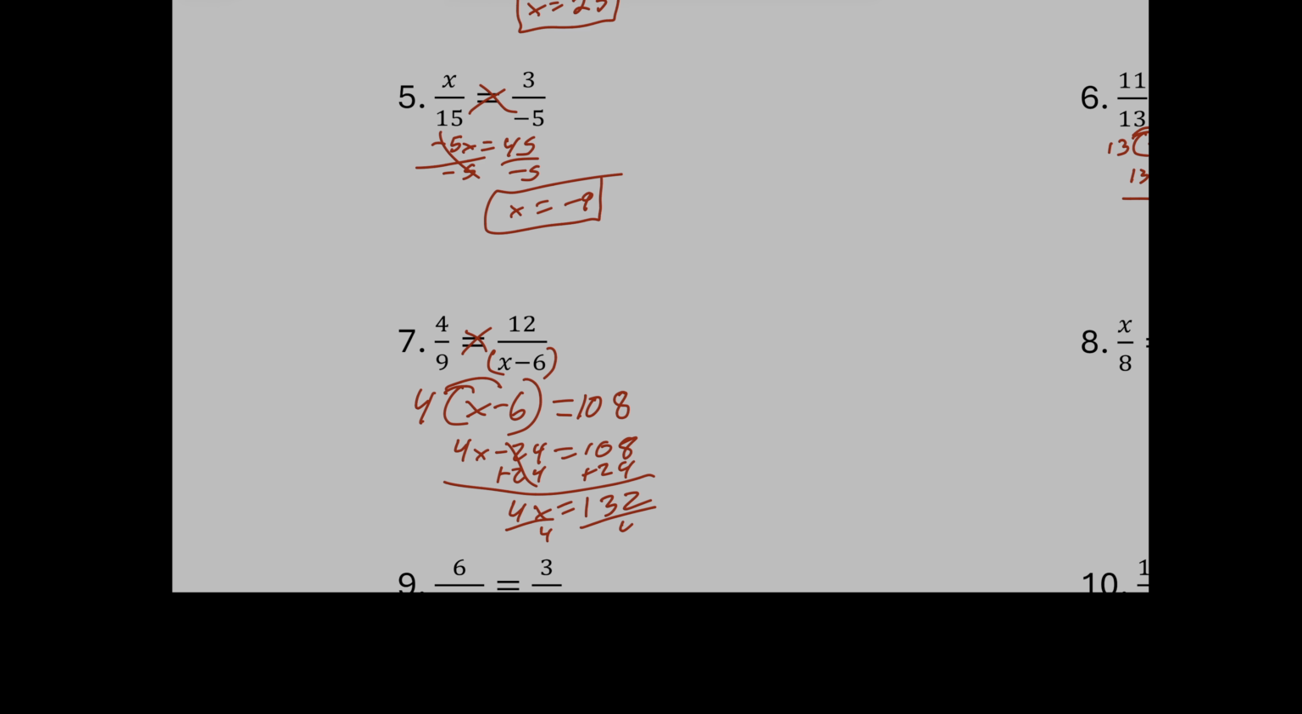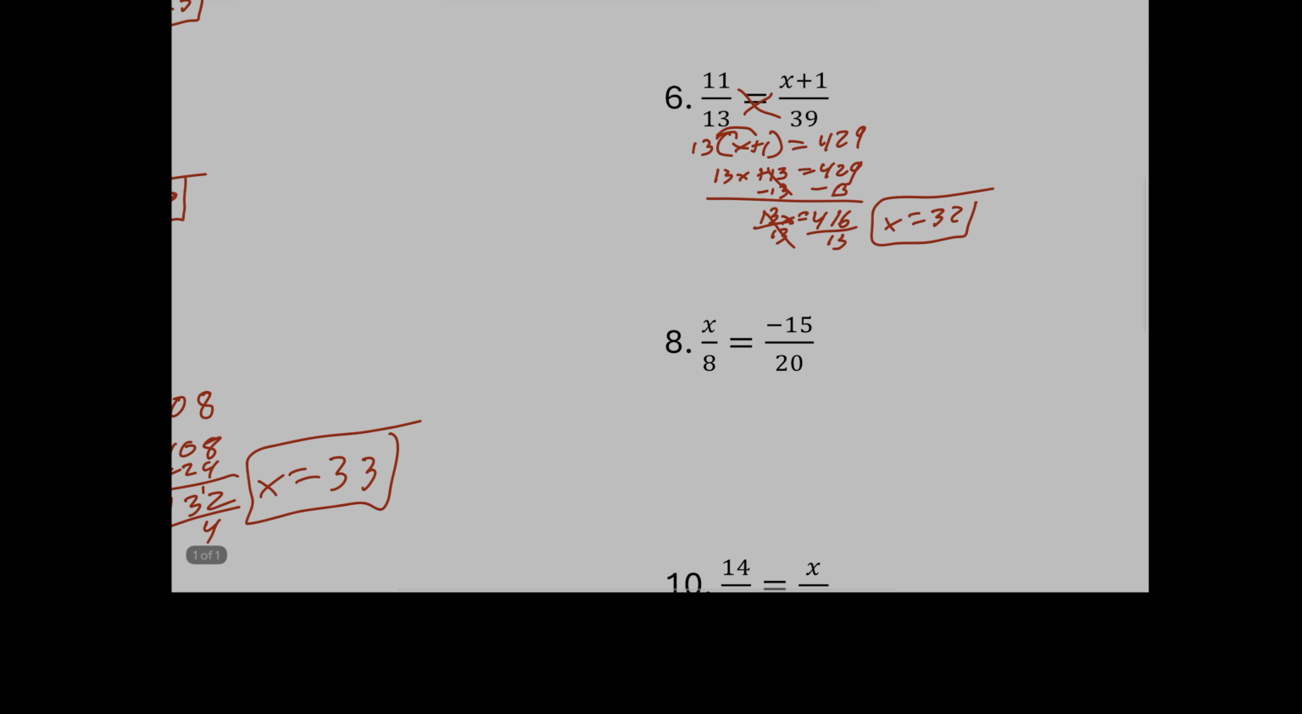And that looks like a nice, pretty number, and I'm going to get x equals, now, watch how I do this. 4 goes into 13 how many times? 3 times. It makes 12. So you have 1 left over. 4 goes into 12 3 times.